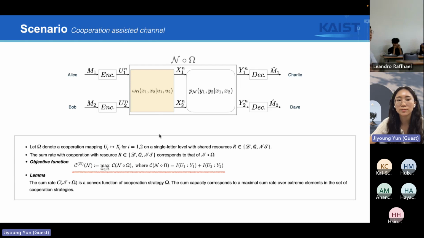So we will calculate the sum capacity of the cooperation assisted channel. It will be calculated by the sum of the mutual information of U1 and Y1 plus the mutual information of U2 and Y2. Using this lemma, the sum rate is a convex function of the cooperation strategy omega, and the sum capacity corresponds to the maximum sum rate over the extreme elements in the set of cooperation strategies. So from now on, we can consider the extreme elements in each resource set.